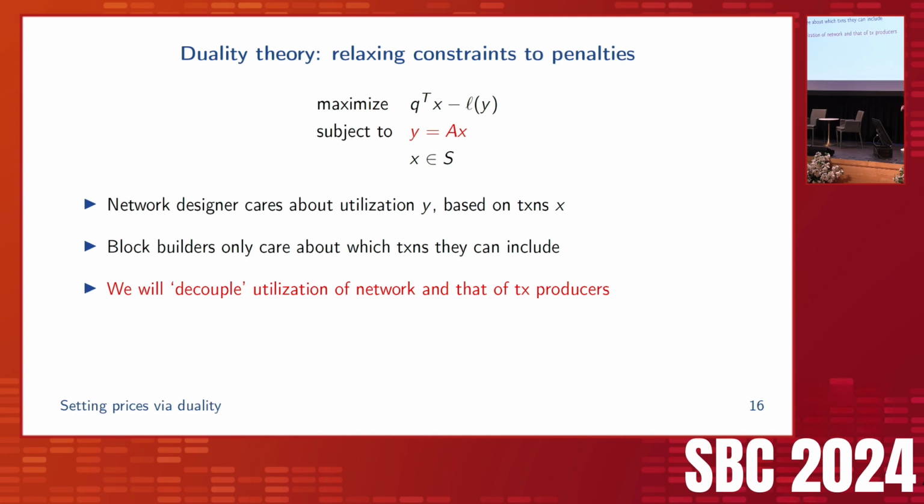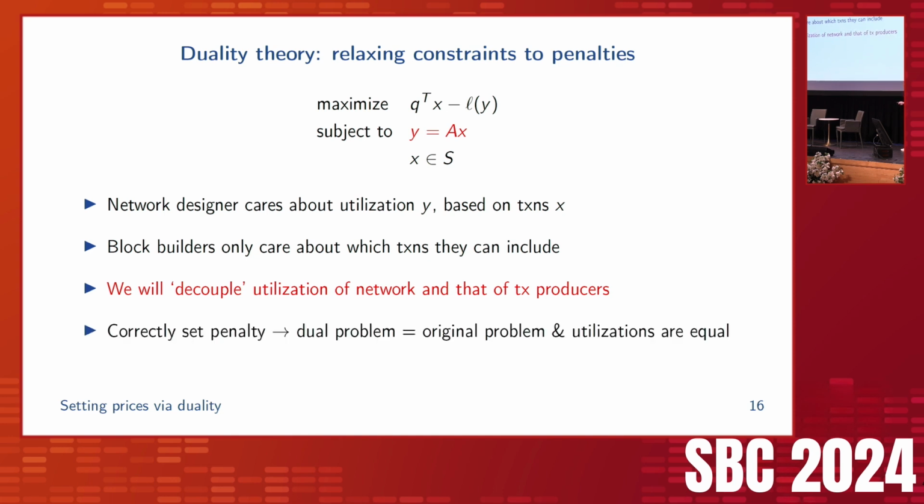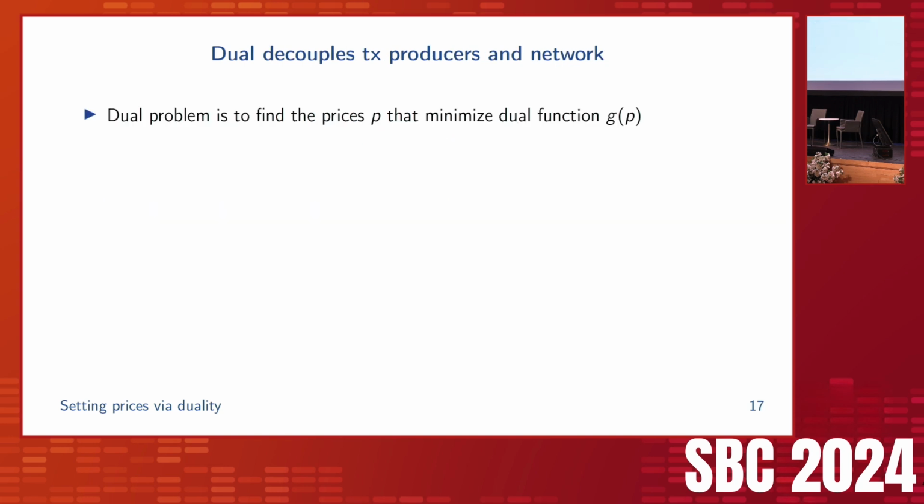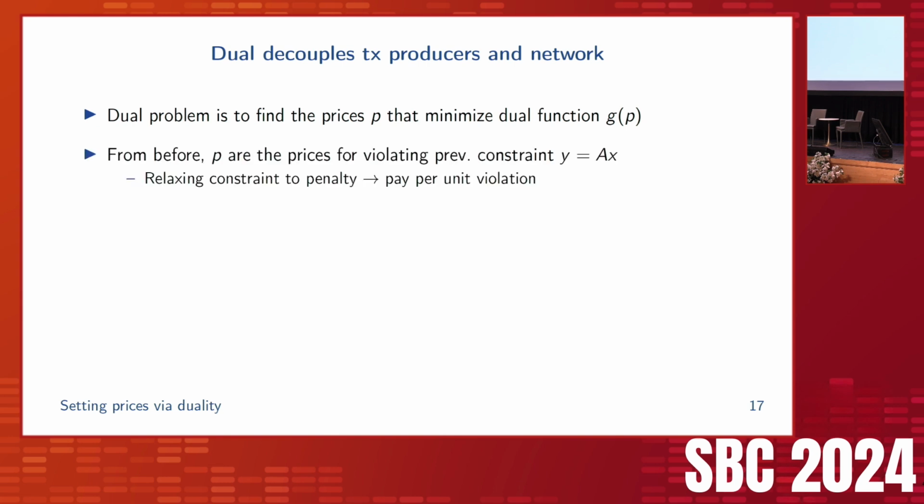So we're going to decouple the utilization of the network and that of the transaction producers. And as I said, if we correctly set the penalty, which is going to be the prices, then the dual problem is going to be equal to the original problem, and the utilizations are going to be equal. So the dual problem is, instead of that maximization problem that we saw earlier, a minimization problem of this particular thing called a dual function given by g of p. From before, the prices p are essentially the penalty for violating that constraint, which are exactly the prices that we're going to want to charge for each resource.